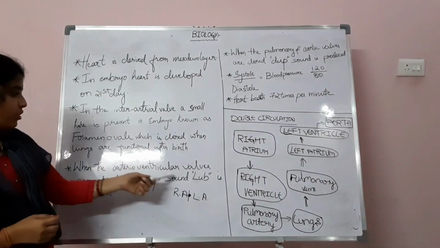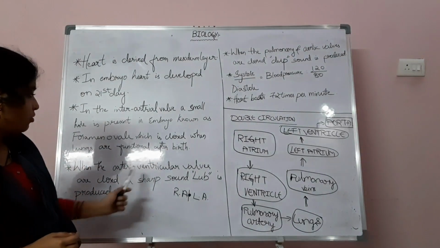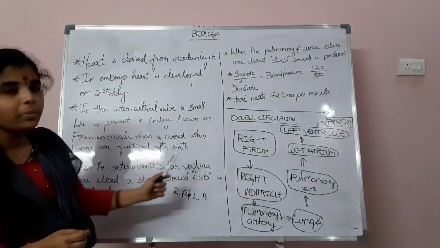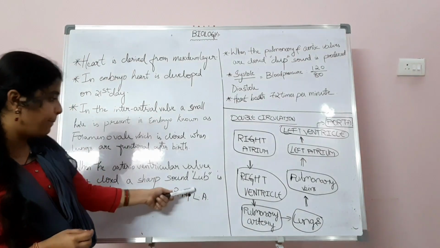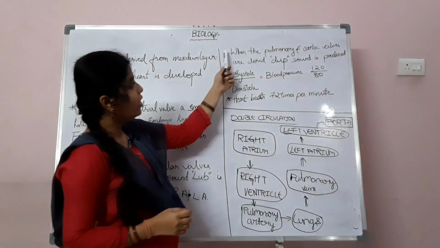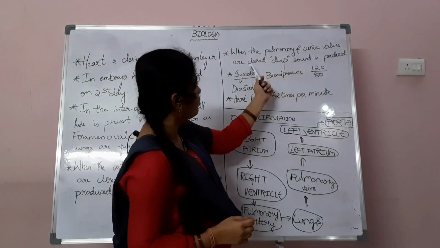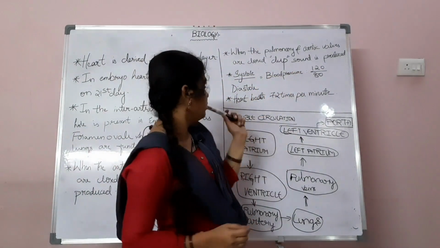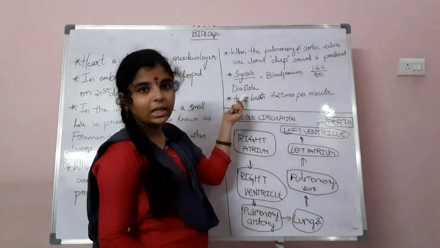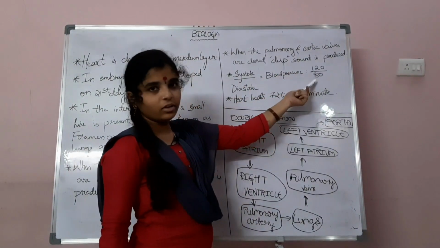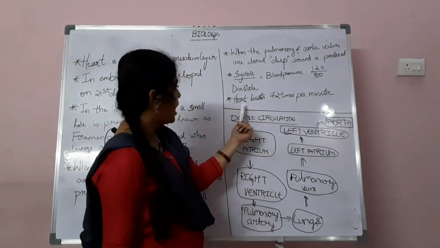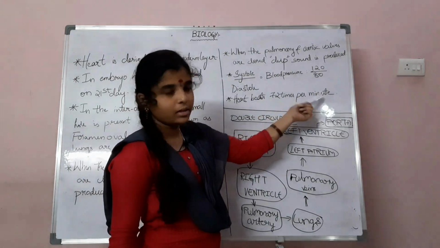When the atrioventricular valves, the tricuspid and bicuspid valves, are closed, a sharp sound is produced. What is the sound? The lub sound is produced during contraction. When the pulmonary and aortic valves are closed, the dub sound is produced. What is the systole over diastole value? 120/80. This is the blood pressure of a normal person. The heart beats 72 times per minute.